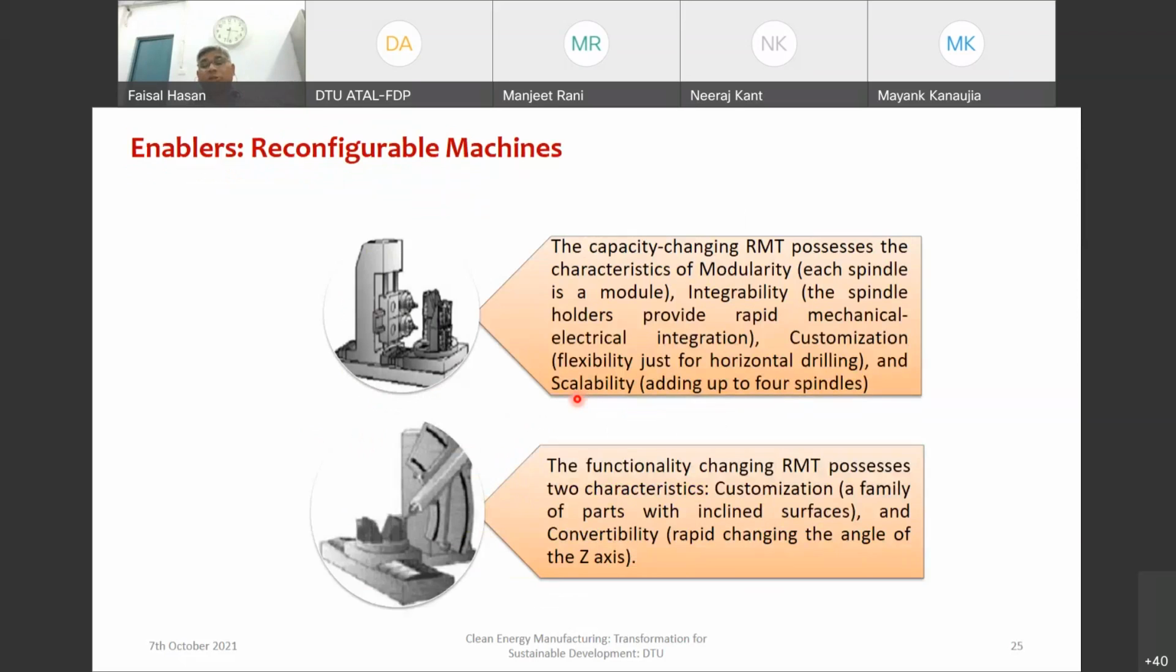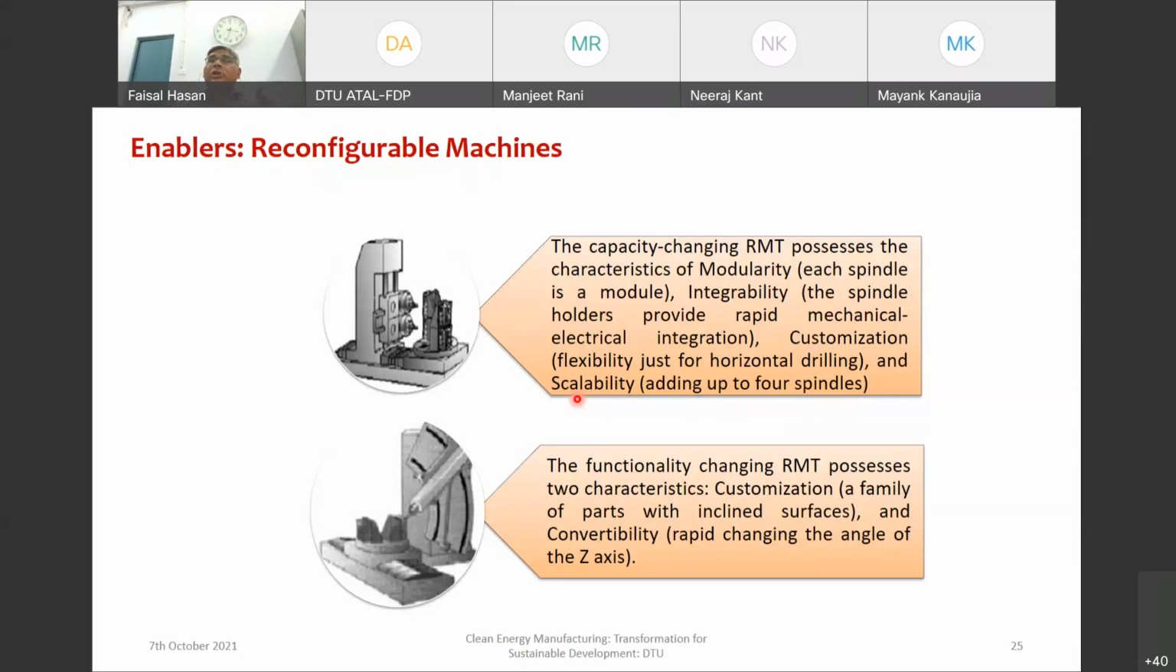Now, as in the case of FMS, the primary enablers for FMS are the CNC machines. But when we talk of reconfigurable manufacturing systems, the primary ingredients, or what we call the enablers, of the reconfigurable manufacturing system are the reconfigurable machines. Generally, reconfigurable manufacturing machines, we can divide into two areas. One is the capacity changing RMT.